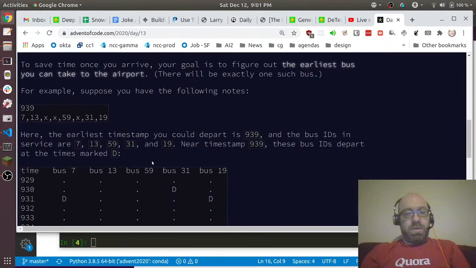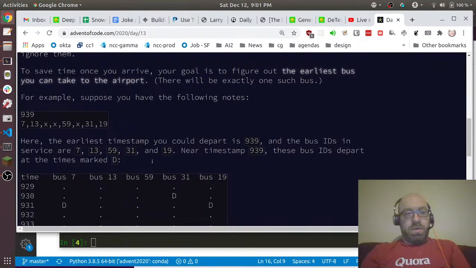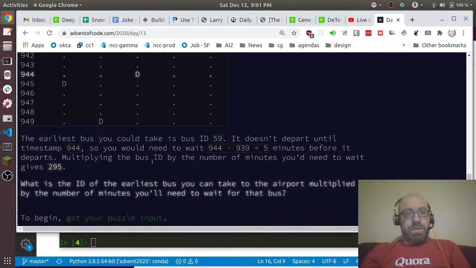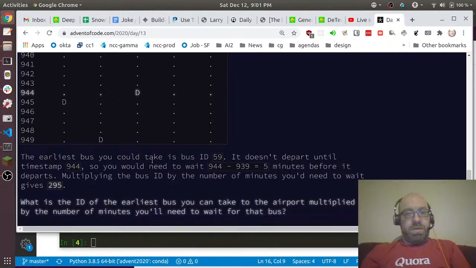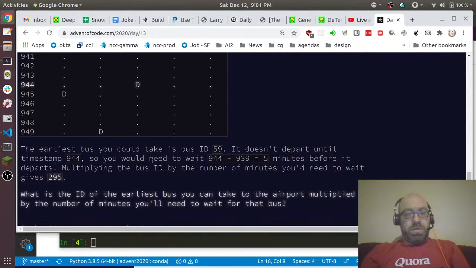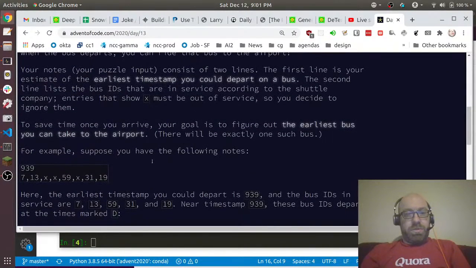These bus IDs depart at the time marked D. The earliest bus you can take is bus ID 59. It doesn't depart right away, so you need to wait 5 minutes for it to depart. Multiplying the bus ID by the number of minutes you need to wait for that bus. Okay, so this seems relatively simple.